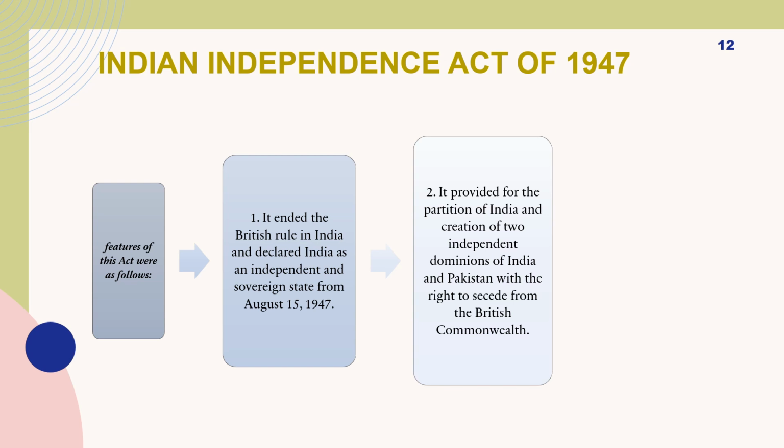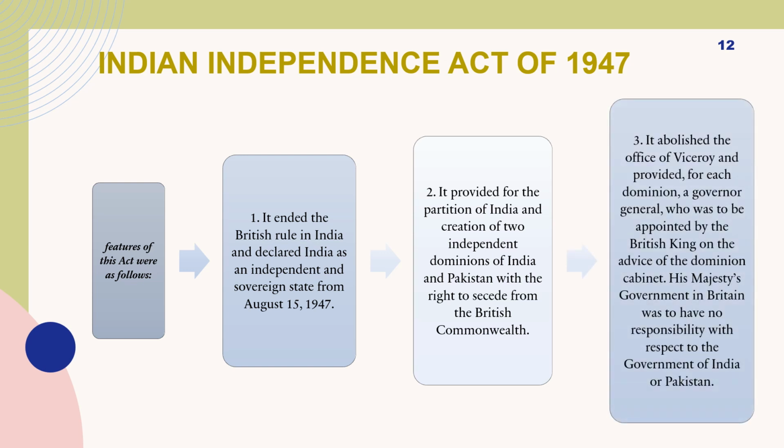It abolished the office of Viceroy and provided for each dominion a Governor General who was to be appointed by the British King on the advice of the Dominion Cabinet. His Majesty's government in Britain was to have no responsibility with respect to the government of India or Pakistan.